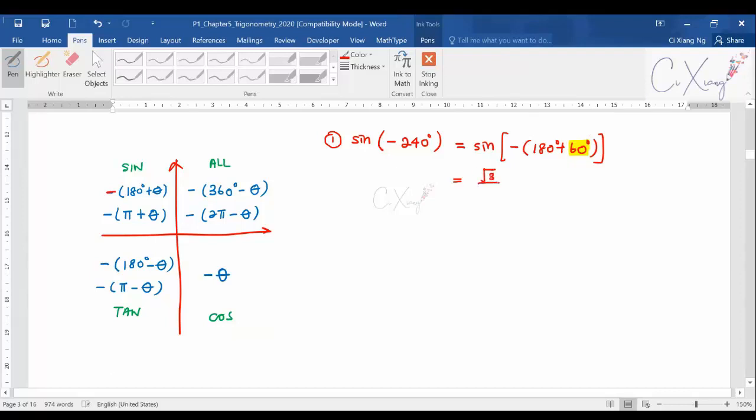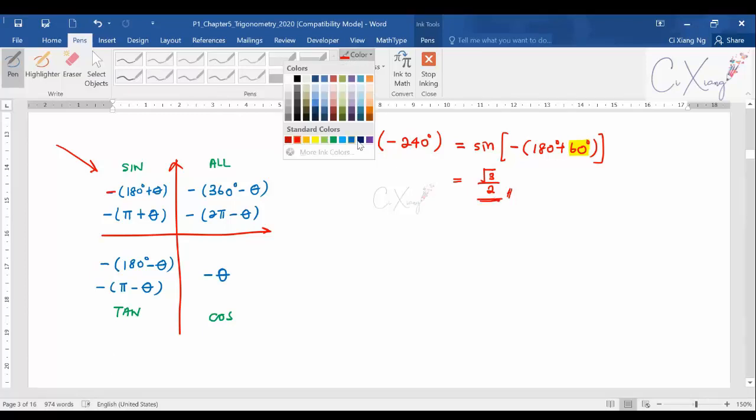Here I didn't show you how to draw the triangle. If you want, you can draw it again and refer to it yourself. So the value for sine 60 is square root 3 over 2. Then if you look at the quadrant, negative 240 belongs to the second quadrant, and sine is positive in this quadrant. Therefore, it is plus square root 3 over 2, and this is your answer.